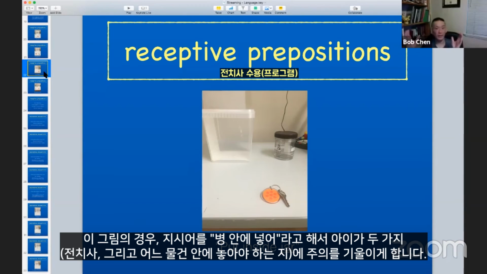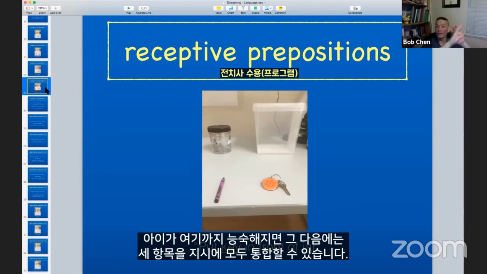So here you have to pay attention to the reference. So I'm just going to say, put inside jar. And so the child has to pay attention: what preposition, and where do I have relative to the object?